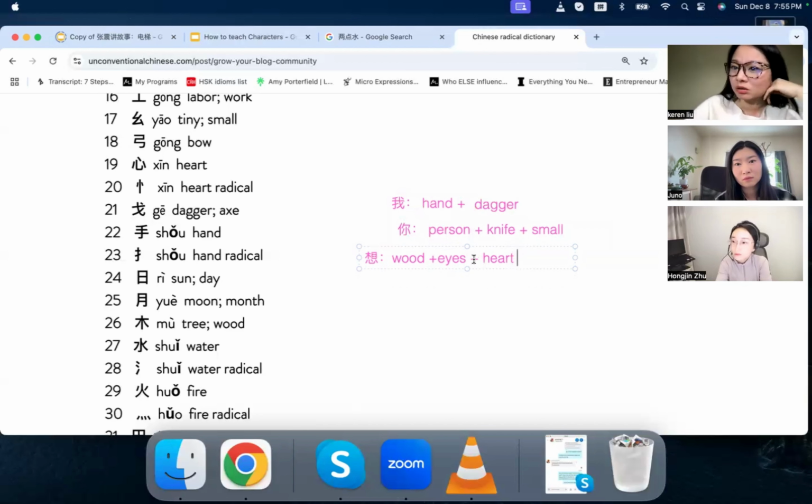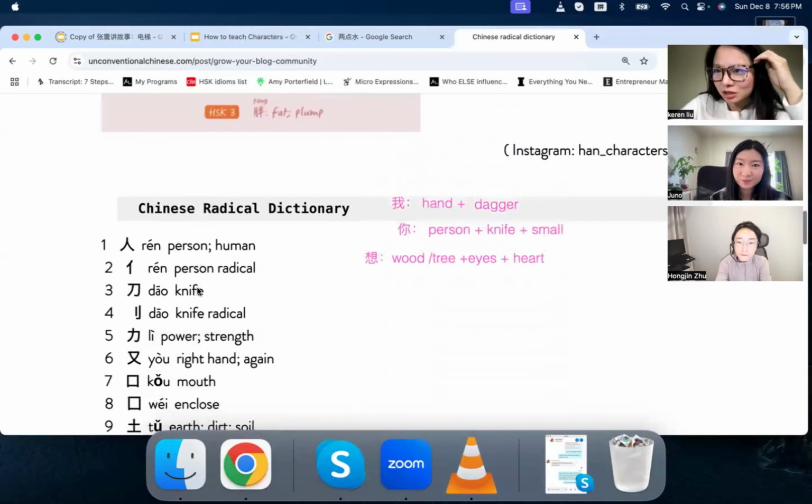And then the students will start giving me crazy stories. They will say, oh, because wood also means trees. When I lean on a tree and close my eyes, my heart is all about you. That means miss. They will give me really creative stories. So that's the purpose of the radical dictionary.